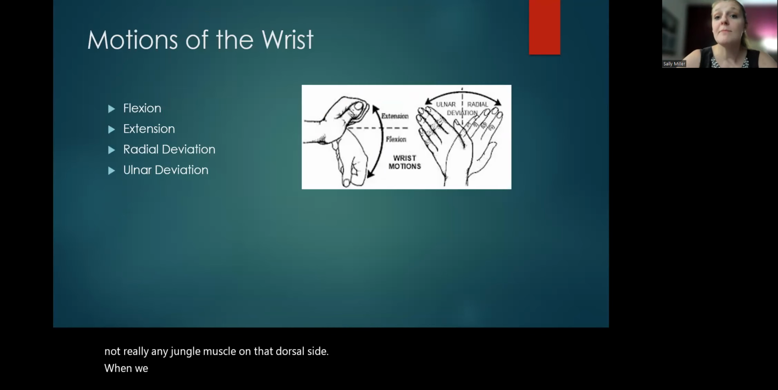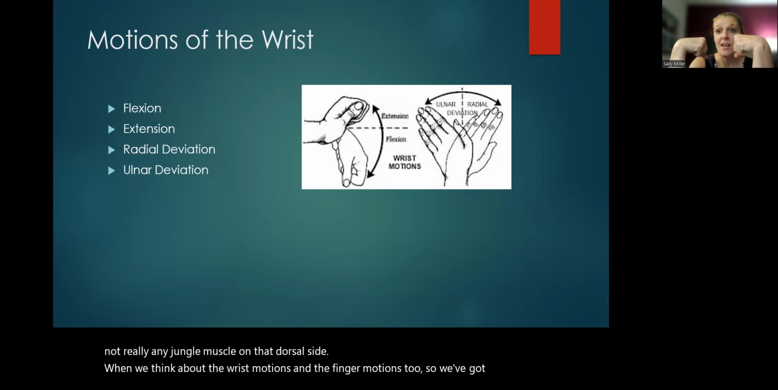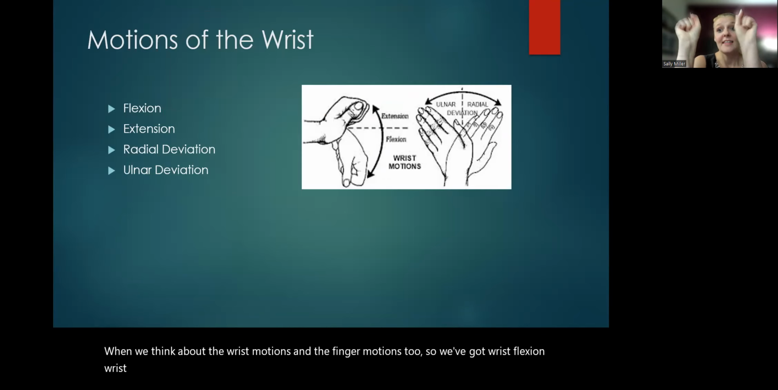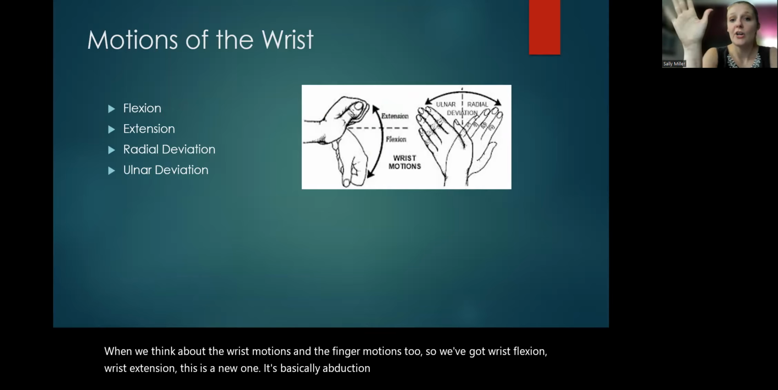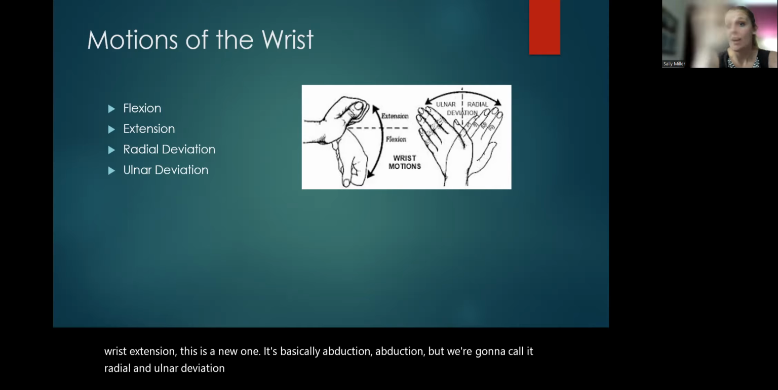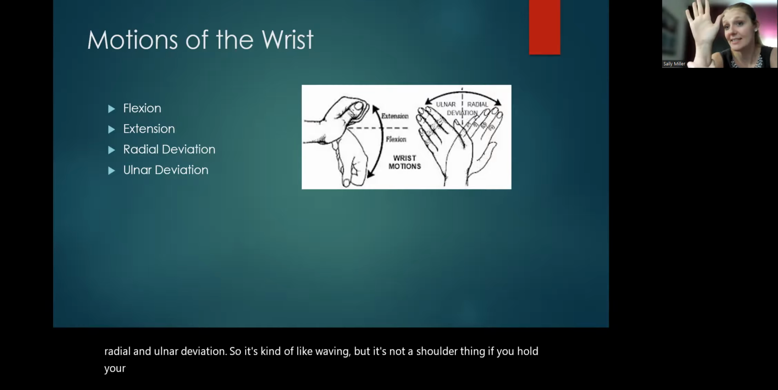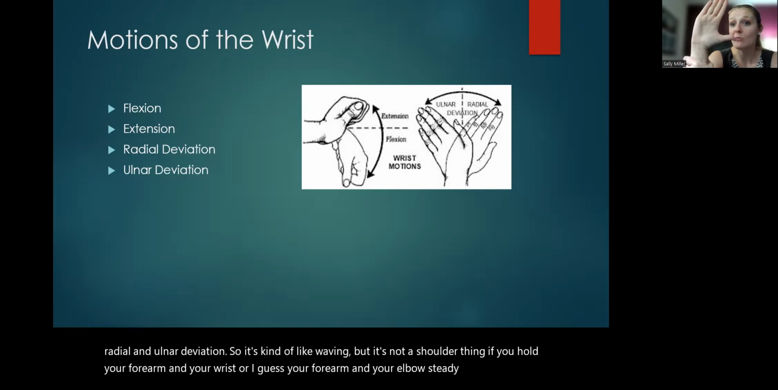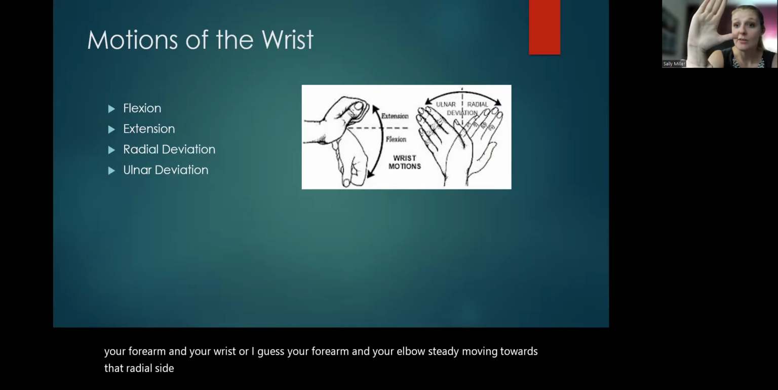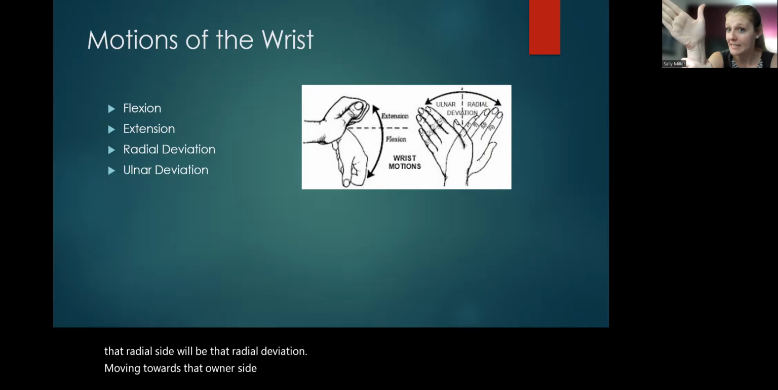When we think about the wrist motions and the finger motions too, we've got wrist flexion, wrist extension. This is a new one. It's basically abduction, adduction, but we're going to call it radial and ulnar deviation. So it's kind of like waving, but it's not a shoulder thing. If you hold your forearm and your elbow steady, moving towards that radial side will be that radial deviation. Moving towards that ulnar side will be the ulnar deviation.